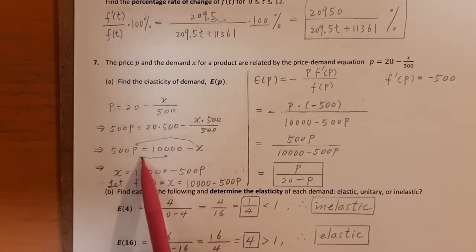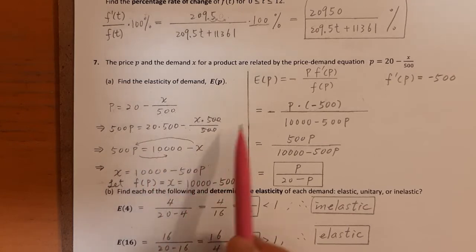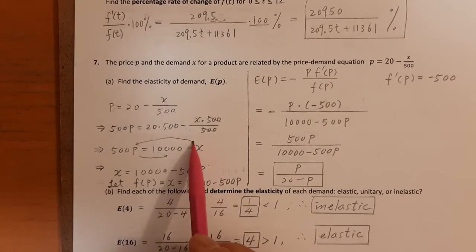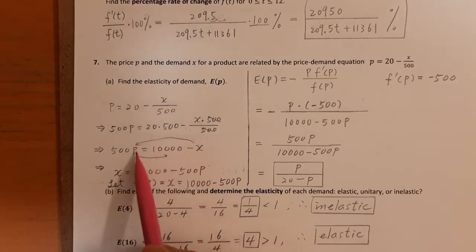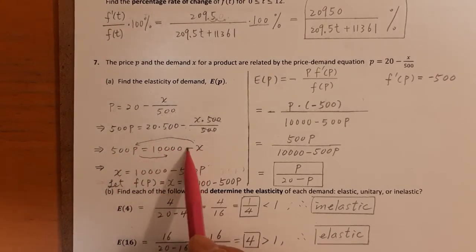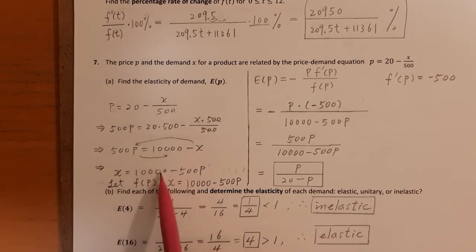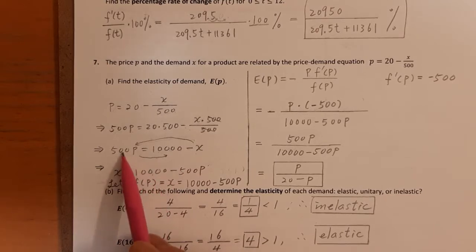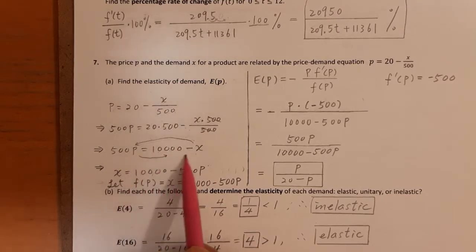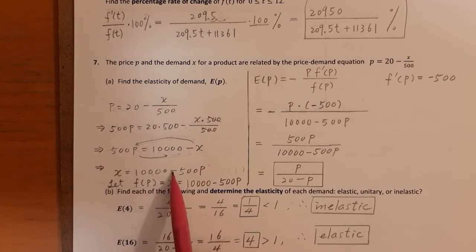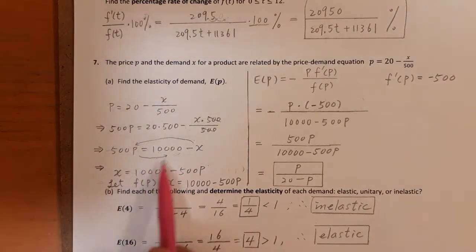And solve for the x. We will write x in terms of p. So move this minus x to the left. Minus x changes to plus, becomes x equal. 10,000 is still on the right side, doesn't change. And the 500p moves to the right side, changing from positive to negative. That's the quick way to do it.